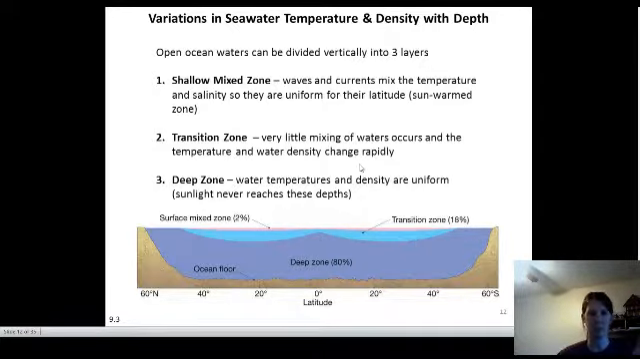The transition zone is where very little mixing of water occurs and the temperature and water density change rapidly. And then the deep zone, which makes up about 80% of the ocean, is where water temperature and density are uniform because sunlight never reaches these depths. So the transition zone is where you start getting that very abrupt change from the warm surface. And as you go further down, you start to get cooler and cooler. Once you reach the deep zone, it's pretty well mixed. It's uniform, that's what I'm looking for. It's uniform because of the lack of sunlight.